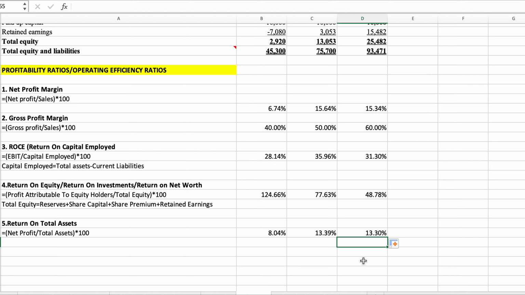So guys, that is the end of our discussion today. At the end of this lesson, you should be able to master profitability ratios or operating efficiency ratios, which are majorly 5: net profit margin, gross profit margin, return on capital employed, return on equity, which is the same as return on investments or return on net worth. Then the final ratio under profitability ratios is return on total assets.